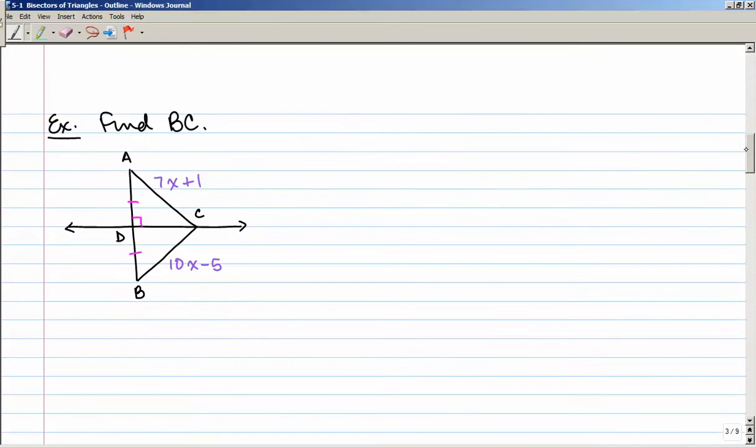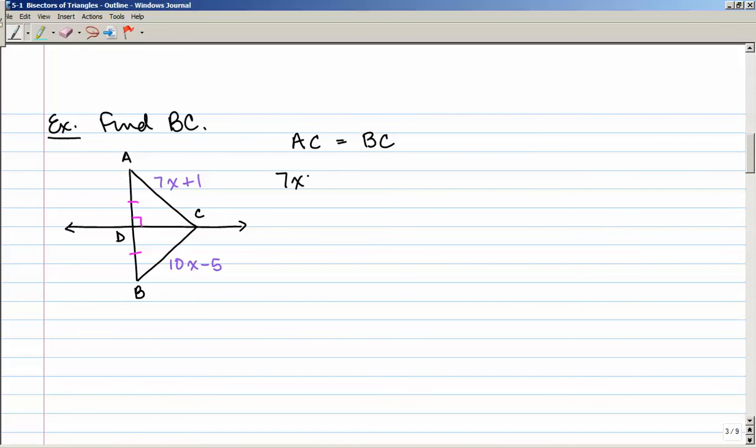So let's take a look at this example. We need to find the length of BC. So from this diagram, line CD is a perpendicular bisector of AB. We know that because of this little right angle symbol right here and these two little pink hash marks that show that AD is congruent to DB. So since CD is a perpendicular bisector, segment AC is going to be equal to the length of segment BC.